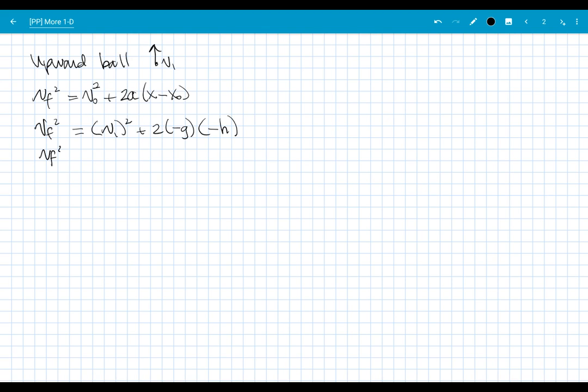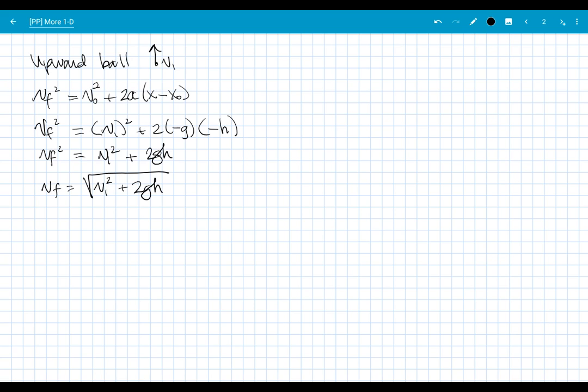So Vf squared is just going to be equal to V1 squared plus 2gh. That should look fairly familiar. And then Vf is going to be the square root of V1 squared plus 2gh. This is actually the exact same thing we got for the downward ball. So interestingly enough, they both have the same speed when they hit the ground. This question is asking us, remember, for the time interval, though they will have different times.